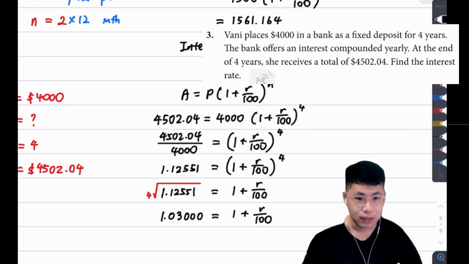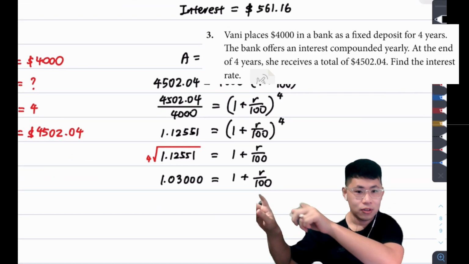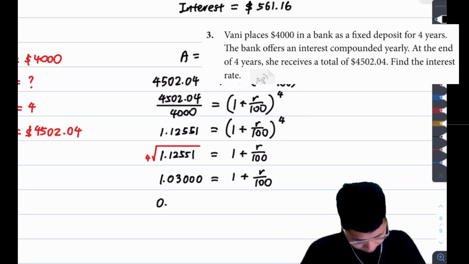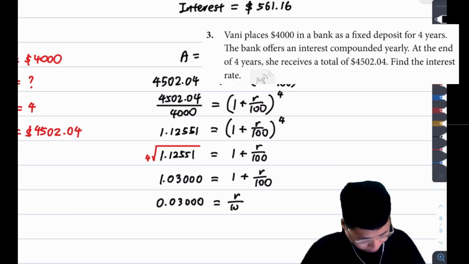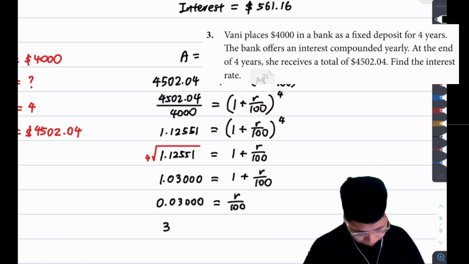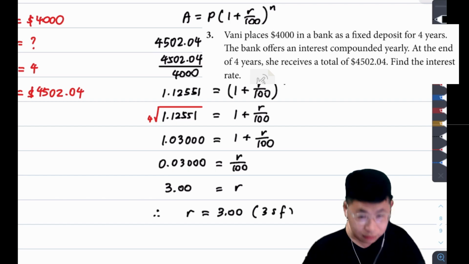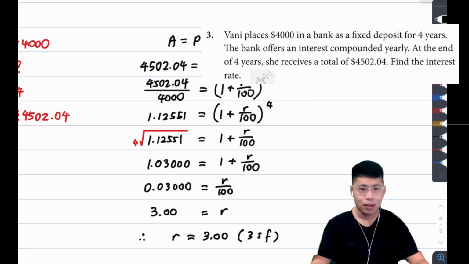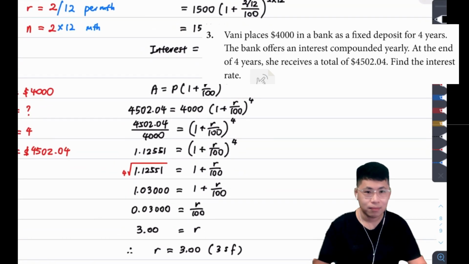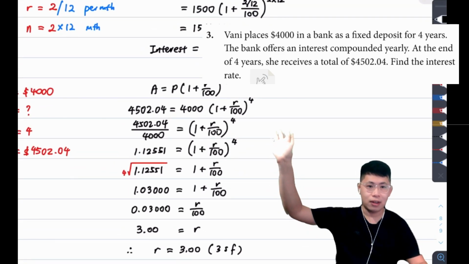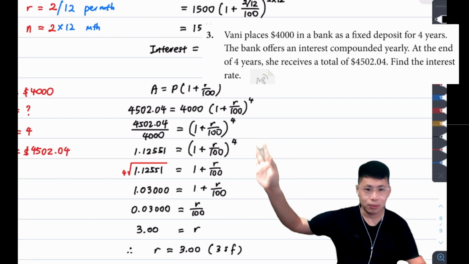Okay, so we got this over here, right? So minus 1 on both sides, we have something like this. Now we can multiply this by 100. So therefore, my R is roughly 3% per annum to 3 significant figures. Okay, so let me show you the full working again. Right over here, so we have this, scale all the way down to 3%.